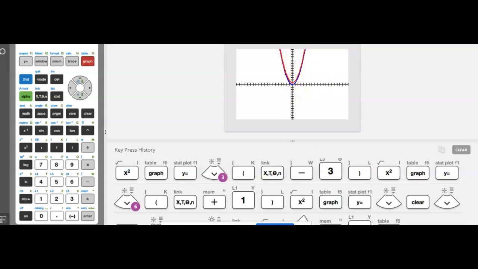It is a 1. It's really small. I wish I could blow this up. I don't think I can. I tried to touch my screen and blow it up, and it's not letting me. But yeah, it gets moved up 1.